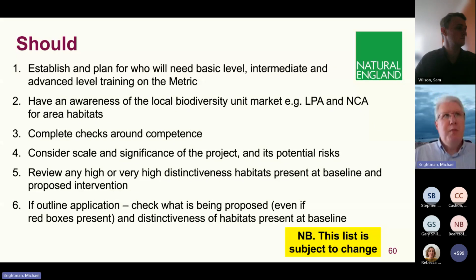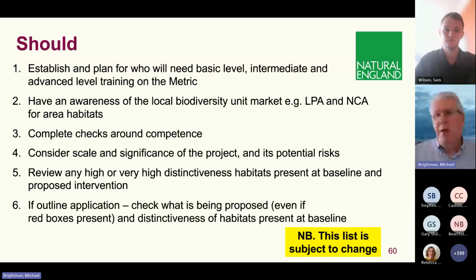In terms of what you should do, you should establish and plan who will need basic level, intermediate level and advanced level training on the metric. Natural England will look to provide this basic level and intermediate level training on the metric through channels like this, like PAS, through member institutes and by using Natural England channels also, and we'll look to repeat this training going forwards. Currently, advanced level training on the metric is available through SIEM, and a number of member institutes have signalled their intent to offer it as well, and also the Field Studies Council.